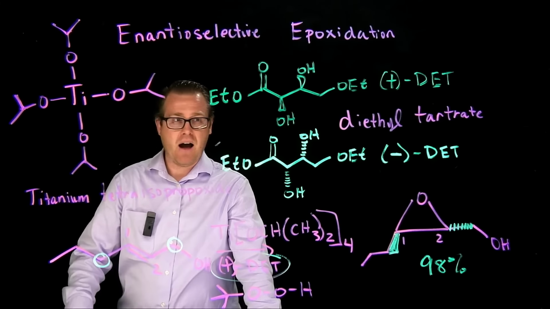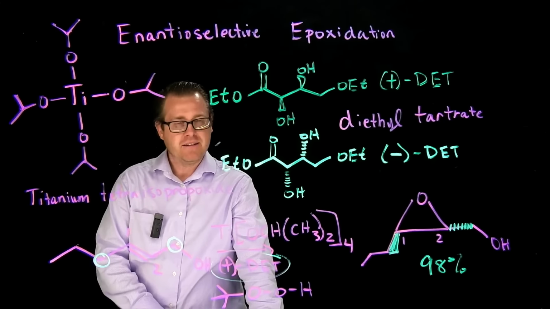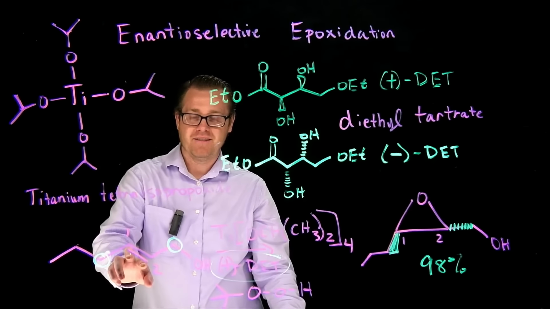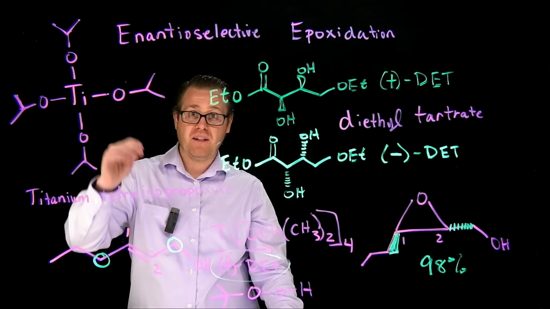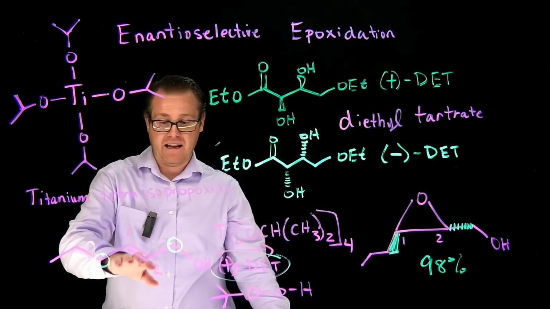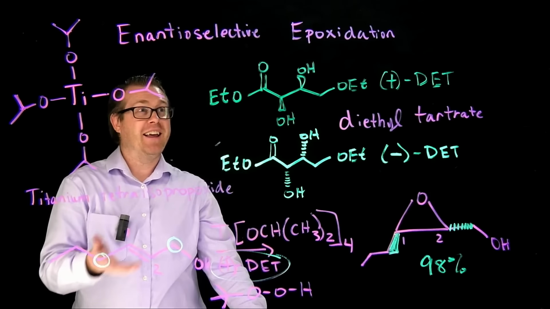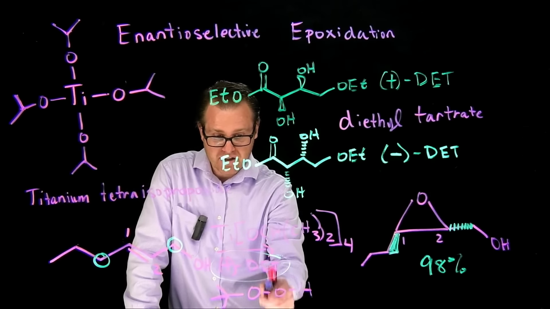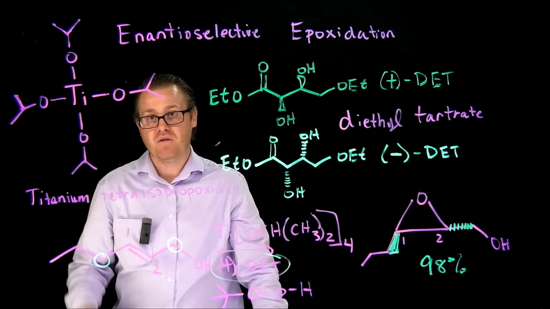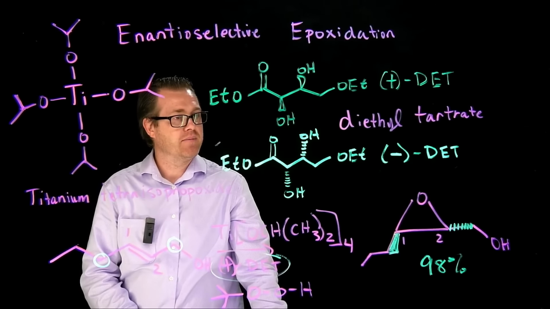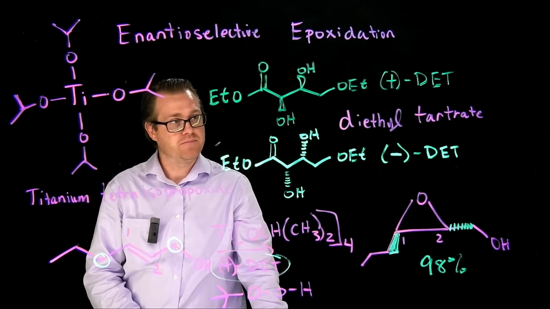Because just think how hard it is when you have an sp2 hybridized carbon, so it's flat. So the approach of the reagents have equal probability of attacking it, but not in an enantioselective epoxidation. These reagents right here select for one face of the alkene and one face only. That is very powerful.